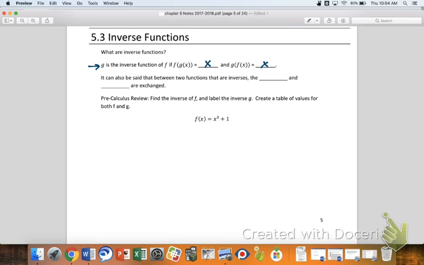The other one might be a little bit easier to remember. It can also be said that if two functions are inverses, the blank and blank are exchanged. Inputs and outputs, yeah. So if F and G are inverses, then the inputs of G would be the outputs of F, and the inputs of F would be the outputs of G. They just get switched around. Inputs and outputs get exchanged. There are some other characteristics of inverse functions, but these are the only two we really need to know to be successful. Make sense?